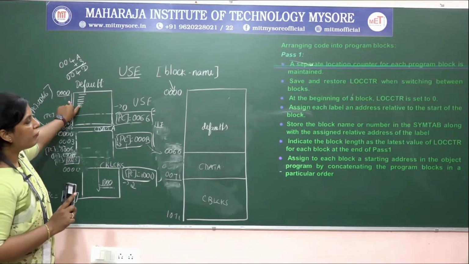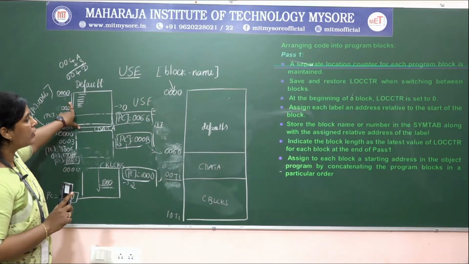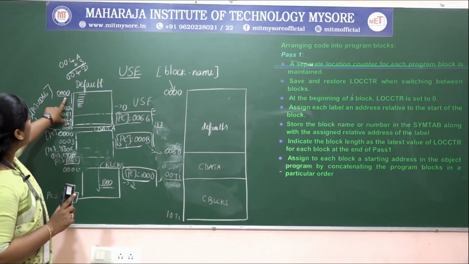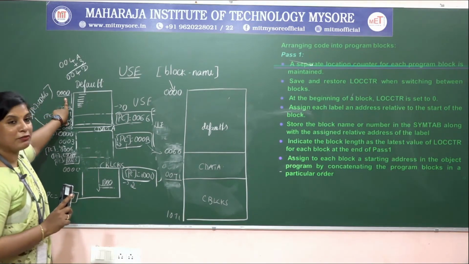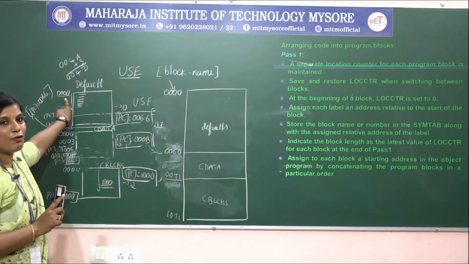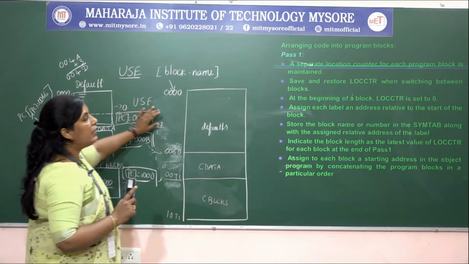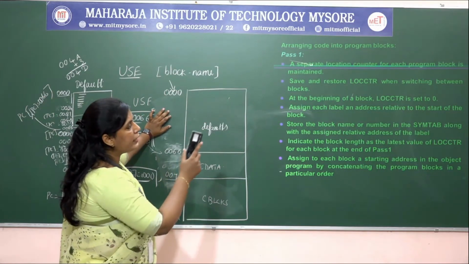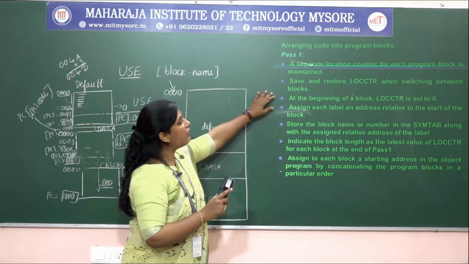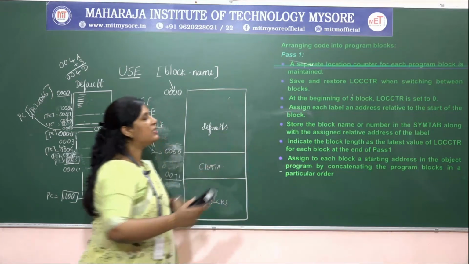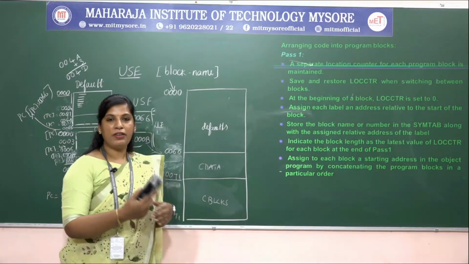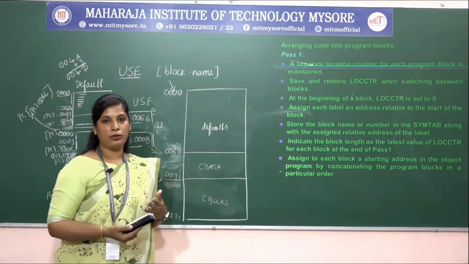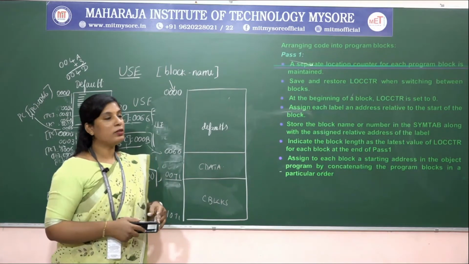When it is switching over from one block to another block, it has to save the values of the location counter of the previous block. A separate location counter for each program block is maintained. Save and restore the location counter when switching between the blocks, that is, save and restore of the process states.